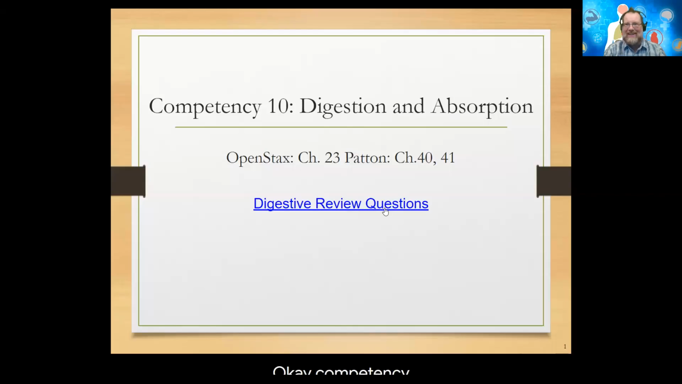Okay, Competency 10, Digestion and Absorption. You're going to find that information in OpenStax, Chapter 23, and Patent Chapters 40 and 41. Again, there's a link. The next slide has more links, but you can access this slideshow through Blackboard under the Module 4 Videos and PowerPoints tab. So we're home stretch, Competency 10 of 12.